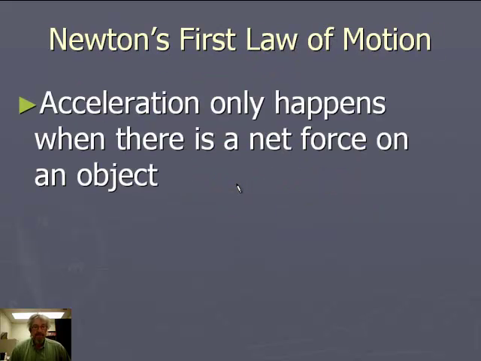Now we're moving on. Acceleration only happens when there's a net force on an object. This is called Newton's first law of motion, named after Isaac Newton, very famous, very powerful scientist from a few hundred years ago who first figured this out. You can't make a change in speed happen unless there's a net force on the object. Now here's what a net force means.